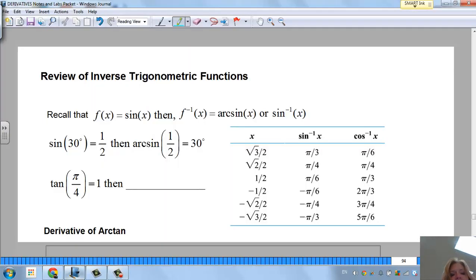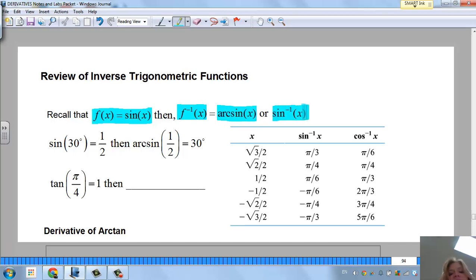In this video we're going to do the inverse trig function derivatives, but before I go through all of them, because you know there's going to be 6, I want to do a quick review on what an inverse trig function really is. I want you to recall that if f of x equals sine of x, then f inverse of x is arc sine of x, or inverse sine of x.